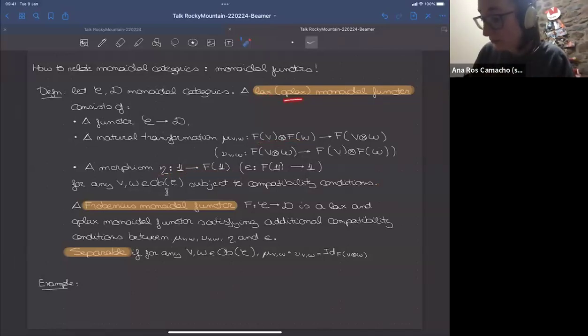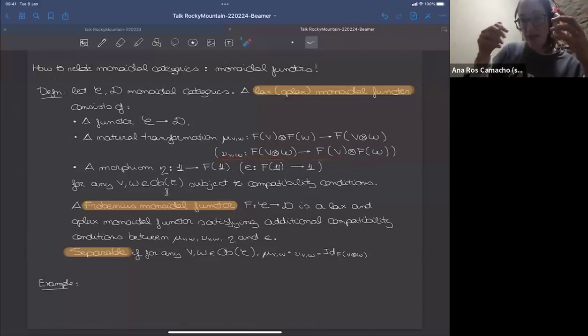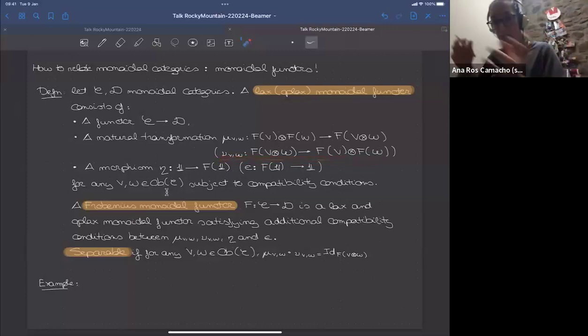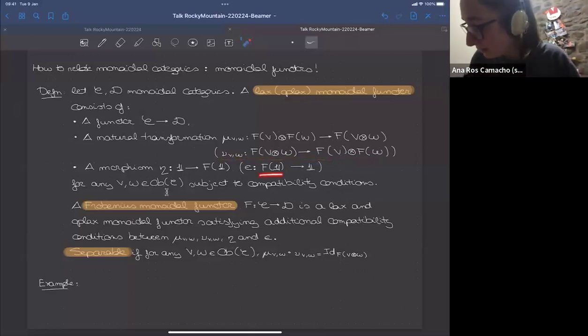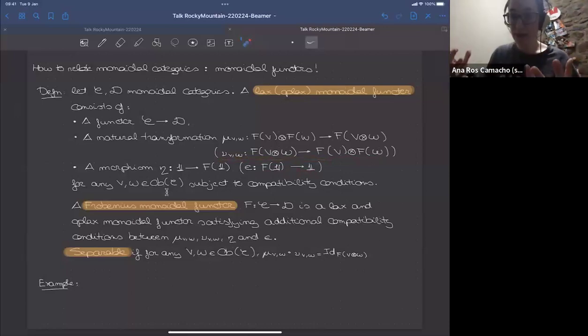So an oplax monoidal functor will be again a functor, but then this natural transformation will have the reverse direction. So you take the image of a product and you relate it to the product of images, and you relate F of 1 with 1. And similarly, you need to take care that all the monoidal structure on both sides is compatible, that once you act with the functor, everything works well.